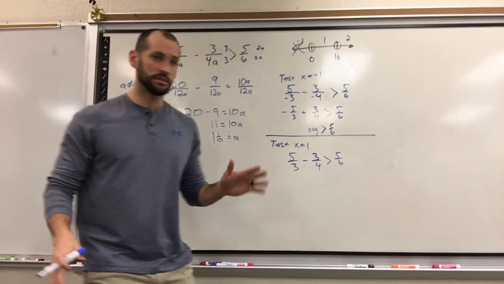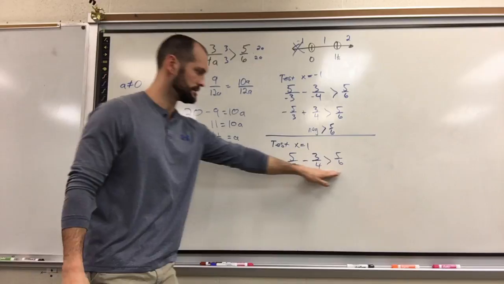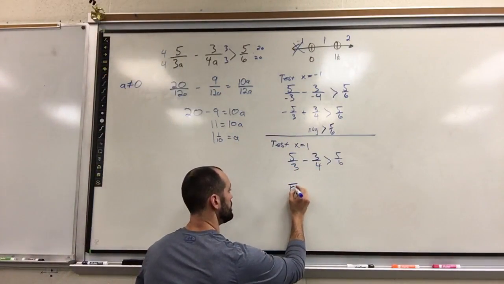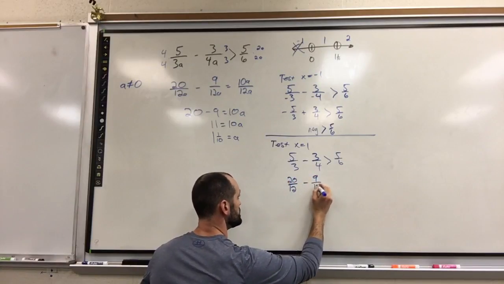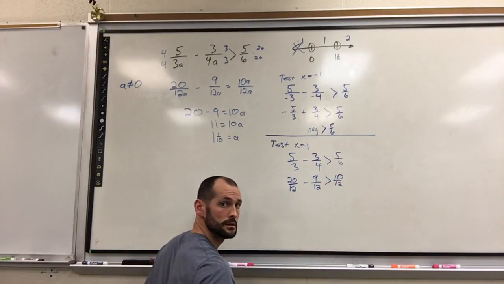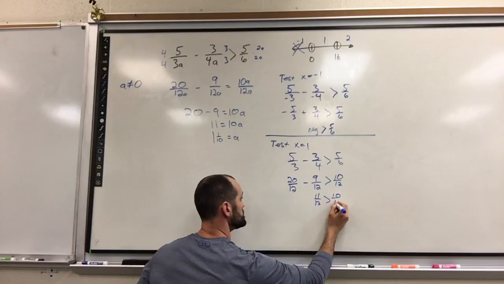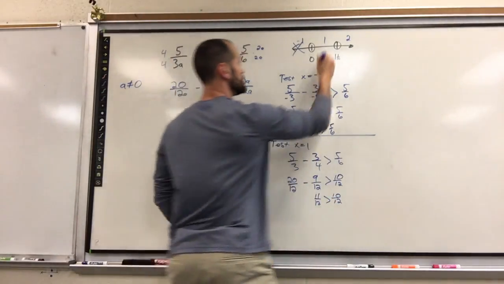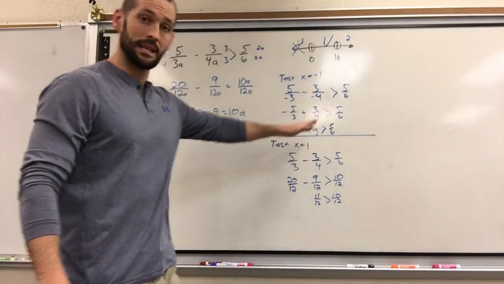So what I recommend doing, the same way we get common denominators to see them all at the same, well, let's do that. It's still going to be 12. So I'm going to have 20/12 minus 9/12 greater than 10/12. That leaves me with 11/12 greater than 10/12. Hey, that is a true statement. That is a true statement. So yes, I will be shading there. I will be shading.